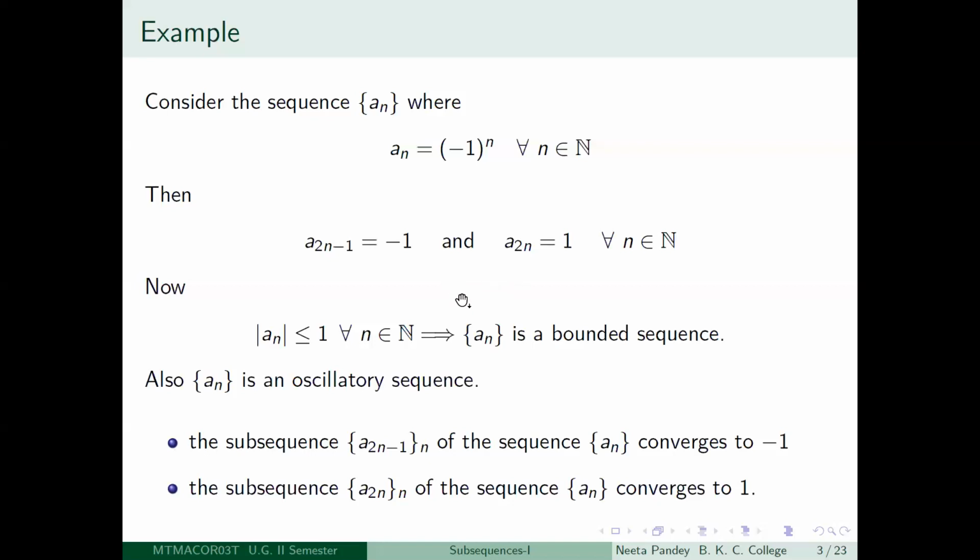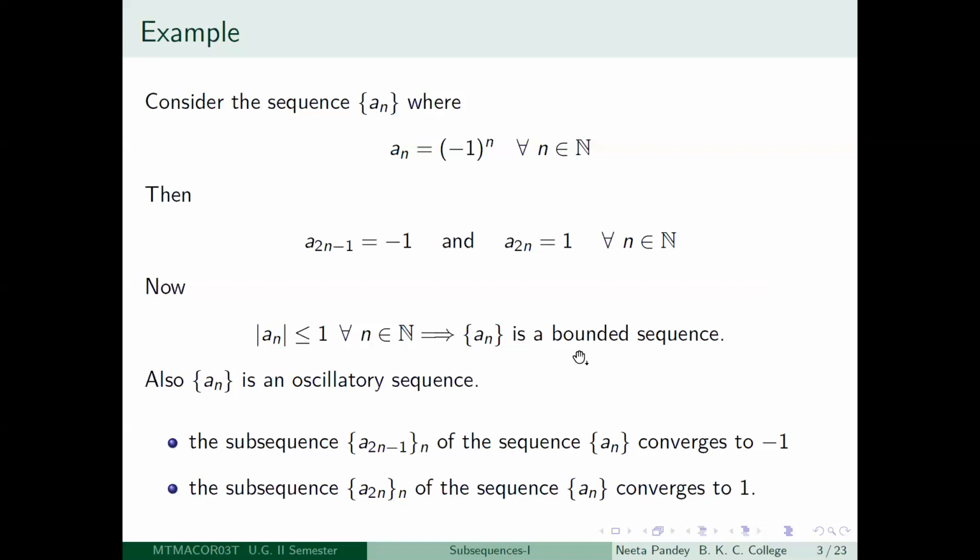So after the 100th term of the subsequence, all the other terms of the subsequence have to be chosen from the odd terms of the original sequence, keeping the arrangement of the original sequence intact. So in how many ways can you do this? You can do this in infinitely many ways. The only condition you have to put is that after a finite number of terms of the subsequence, all the other terms of the subsequence will be chosen from the odd terms of the original sequence, right?